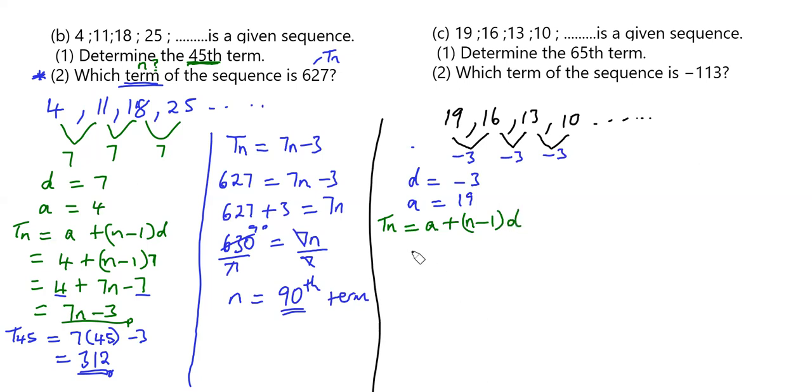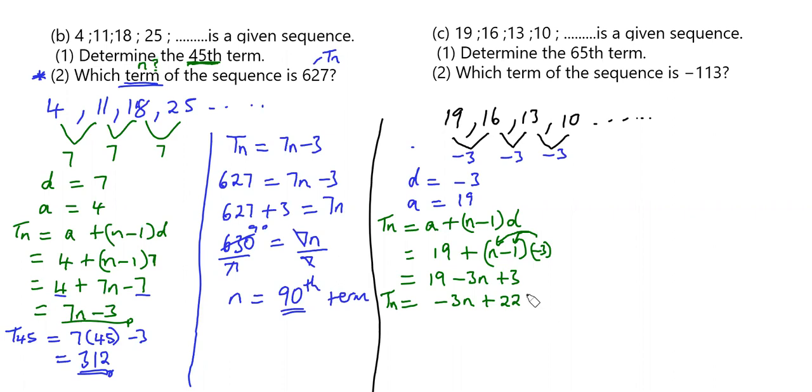Okay, so let's see what we're going to have here. Our A is 19 plus (n minus 1), and in this case we have negative 3, and negative 3, remember, we take it as it is. We multiply there. It's going to be 19. Now, negative 3 times n is minus 3n. Then negative 3 times negative 1 is plus 3. Then 19 plus 3 gives you 22. So it's going to be negative 3n plus 22. That becomes our Tn.